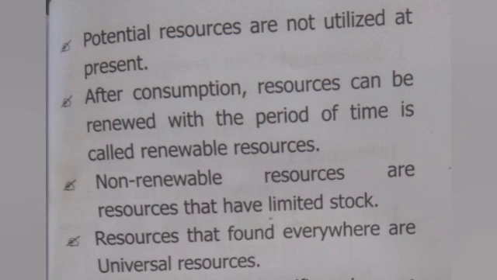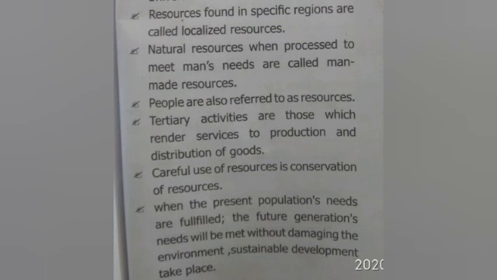Non-renewable resources are resources that have limited stock. Resources that are found everywhere are called universal resources. Natural resources, when processed to meet men's needs, are called man-made resources. People are also referred to as resources. Tertiary activities are those which render services to production and distribution of goods. Careful use of resources is conservation of resources. Conservation means saving for future use.